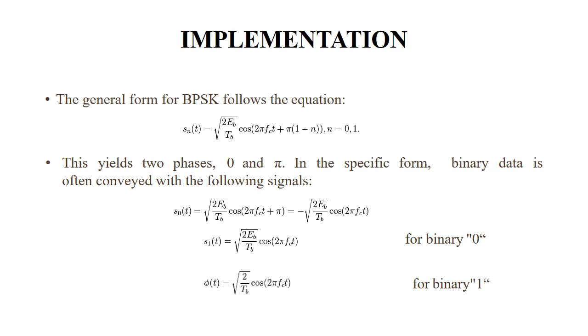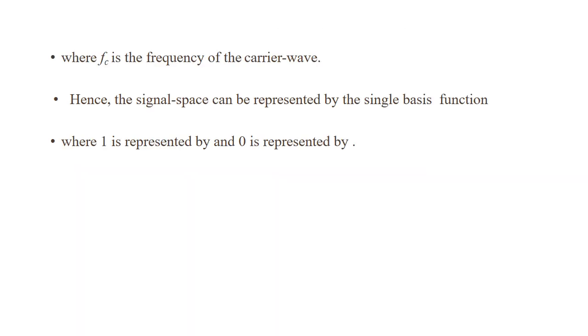In the specific form, the binary data will be conveyed by the signals S0(t) = root of 2Eb by Tb cos(2π fc t + π), that is minus root of 2Eb by Tb cos 2π fc t. When it is binary 0, we will receive the output as root of 2Eb by Tb cos 2π fc t. When it is binary 1, we will receive the output as minus root of 2Eb by Tb cos 2π fc t, where fc is the frequency of the carrier wave.